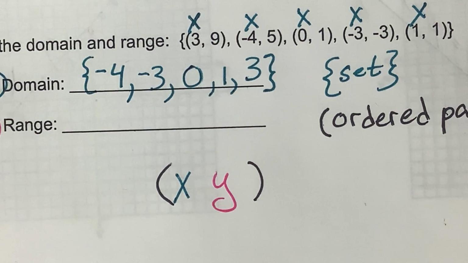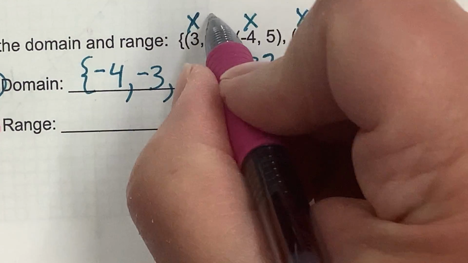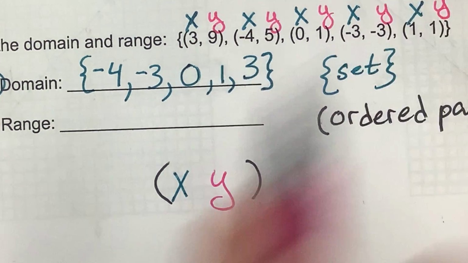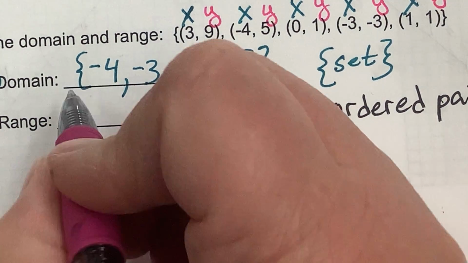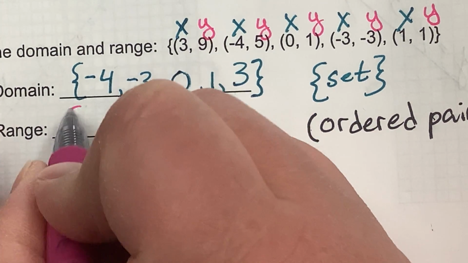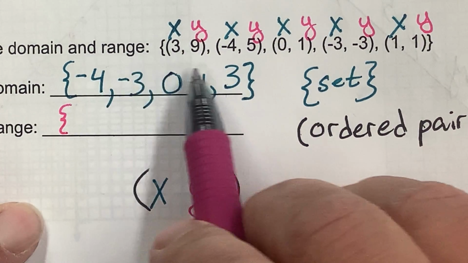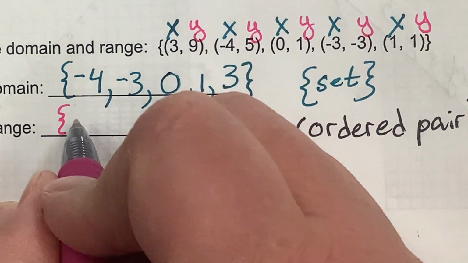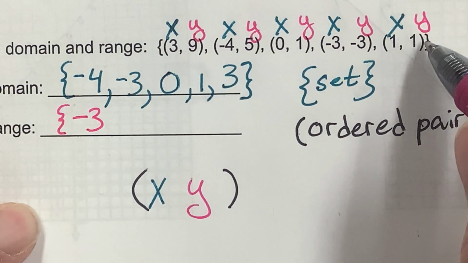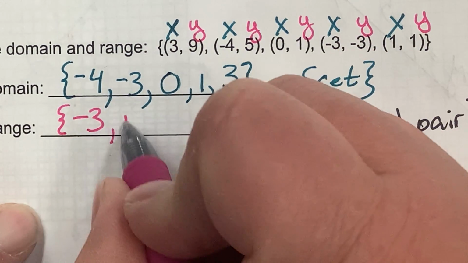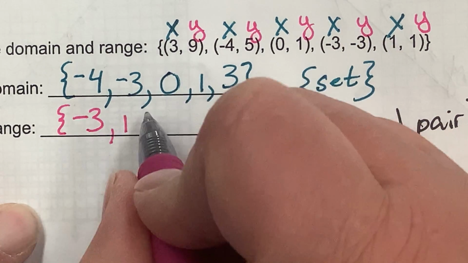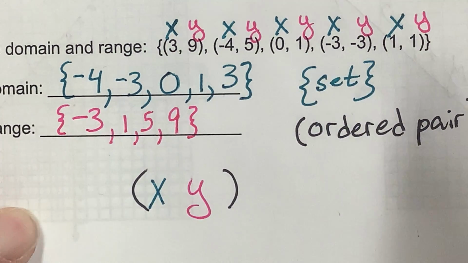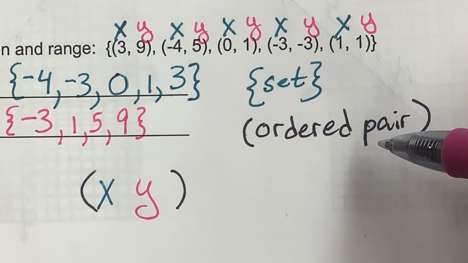So now I'm looking at the y's, all the second numbers that are in the parentheses. Again, I'm going to put them in order from least to greatest. So it's a set. I need to have my curly bracket. Now look at the second number, 9, 5, 1, negative 3, 1. Negative 3 is the smallest, so it goes first. And then 1. And then 5 and 9. And close the set. All right, so a set is in curly brackets, an ordered pair is in parentheses.